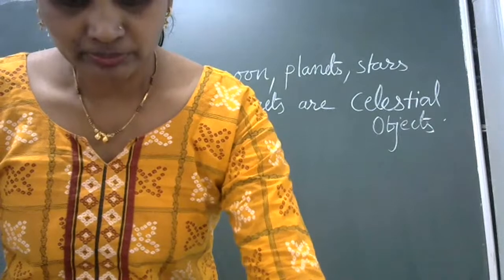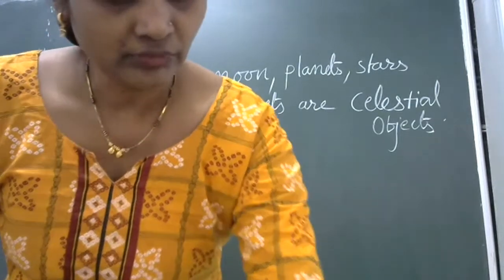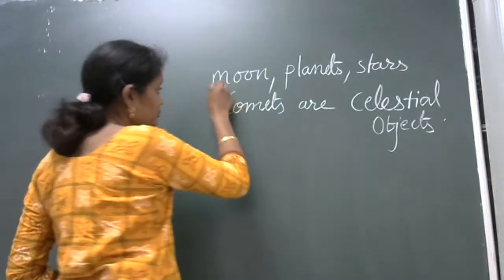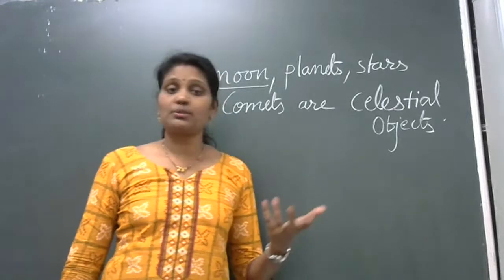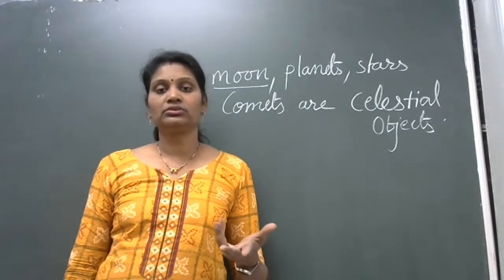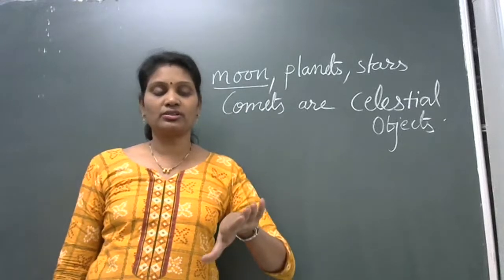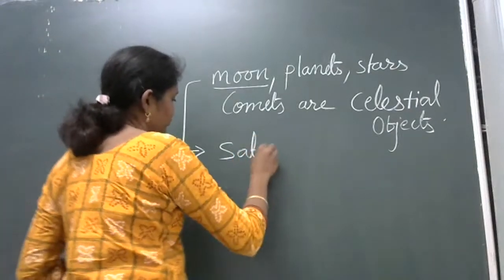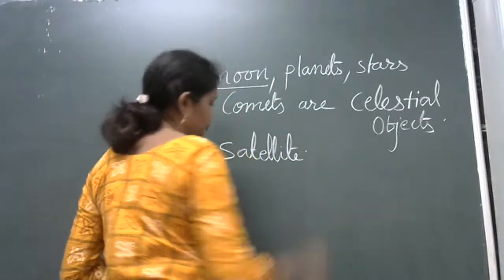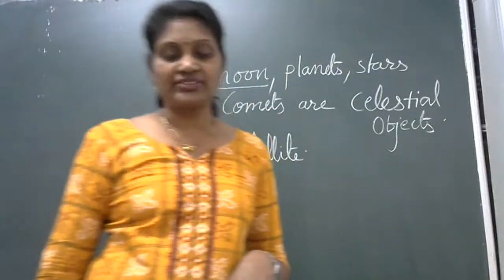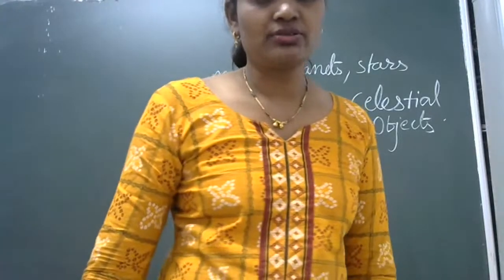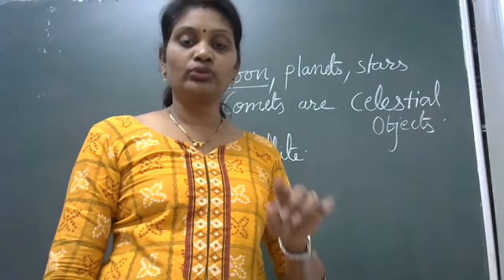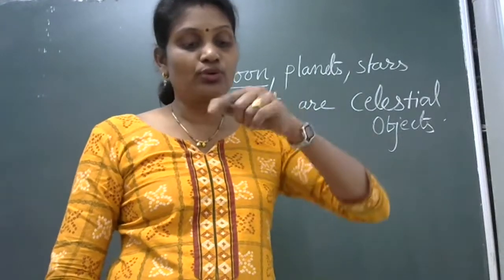Now, here you can see that moon. Moon is a planet or a satellite. It is a satellite. Moon is a satellite. Okay, and this moon, why is it a satellite? Because it moves around the earth.